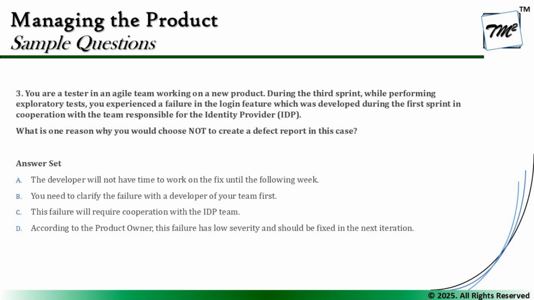B says you need to clarify the failure with the developer of your team first. Okay, that makes a little sense, because first I will talk to the team and see whether it is a valid defect or not, and then we would not waste our time writing a defect report. Again, don't get me wrong, wasting time in the terms of, if it is not valid, then why would we document and invest our time here, right?